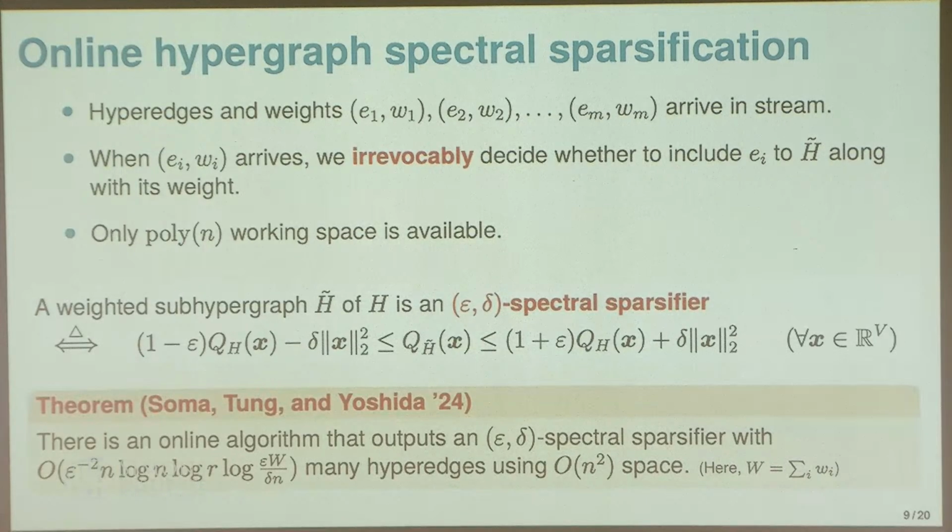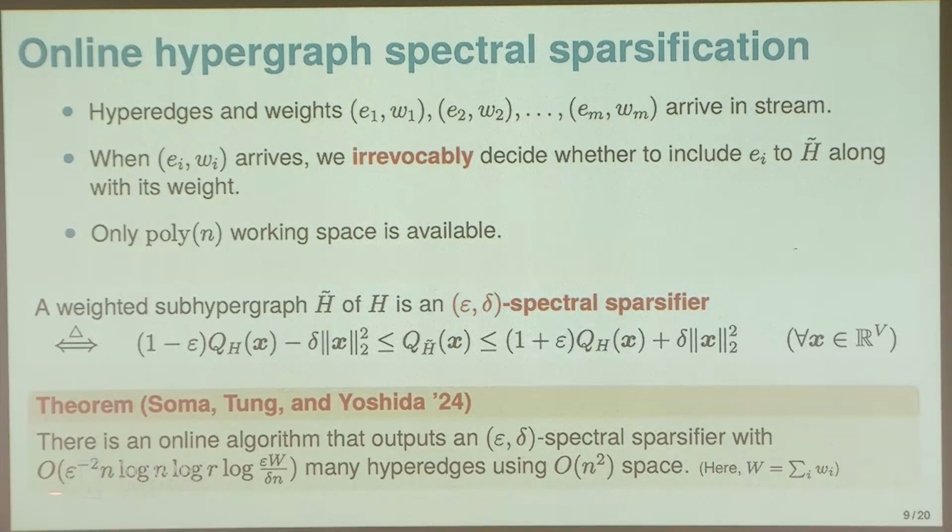We showed there is an online algorithm that outputs a hypergraph spectral sparsifier, and the bound is like this. So there's an online algorithm that outputs an epsilon-delta spectral sparsifier with that many hyperedges. Okay, I'll try to interpret it later. But anyway, the size of space is n squared, which is very small compared to the exponential.